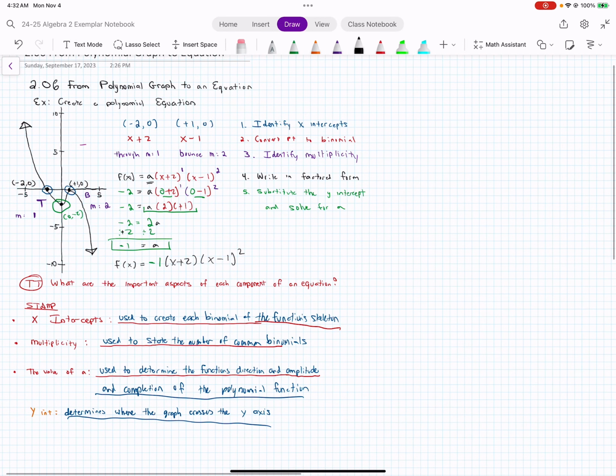And so what are the important aspects of each component of the equation? X-intercept is used to create each binomial of the function skeleton. Multiplicity is used to state the number of common binomials. The value of a is used to determine the function's direction and amplitude, and completion of the polynomial function. Y-intercept determines where the graph crosses the y-axis, and is also utilized to solve for the a value.